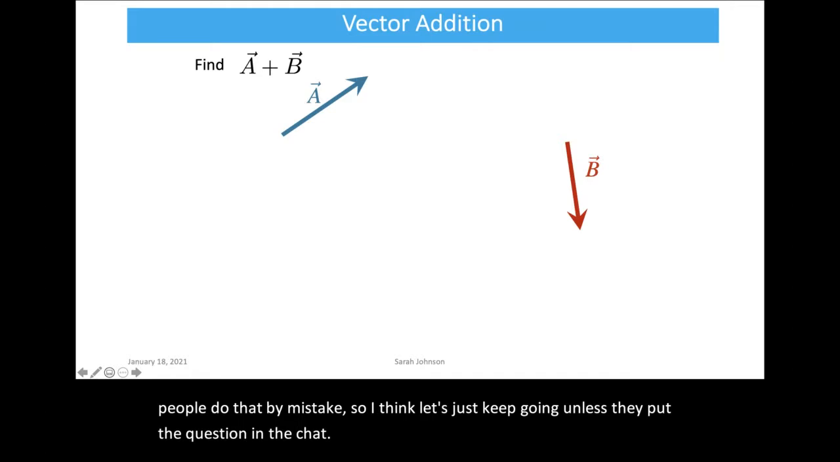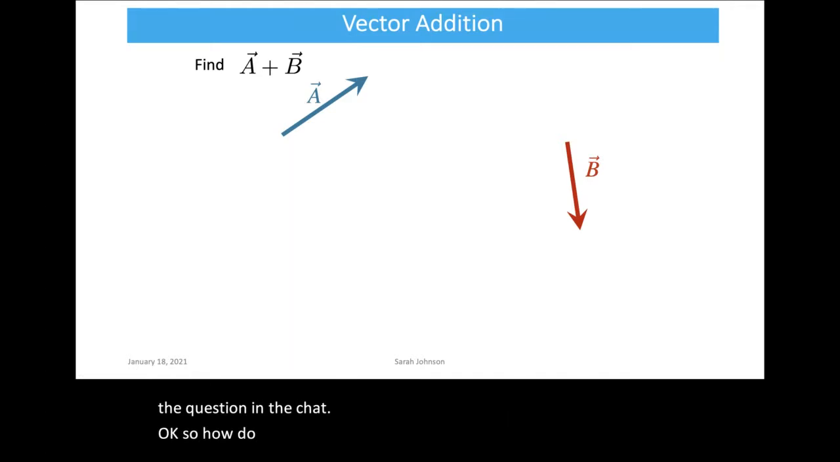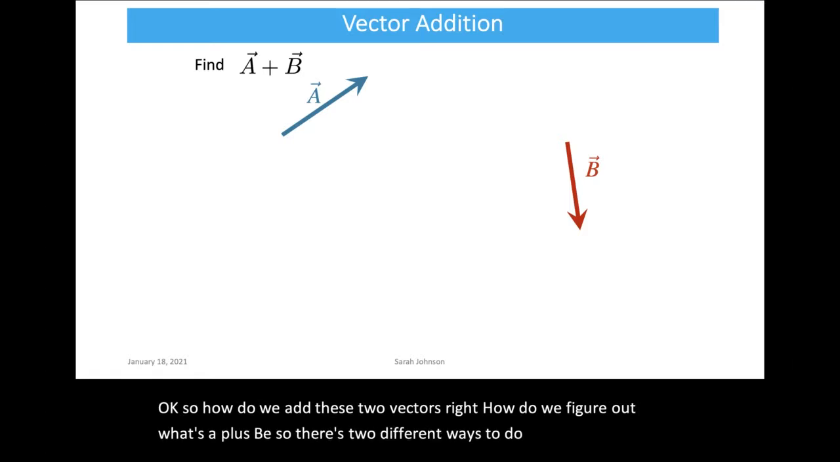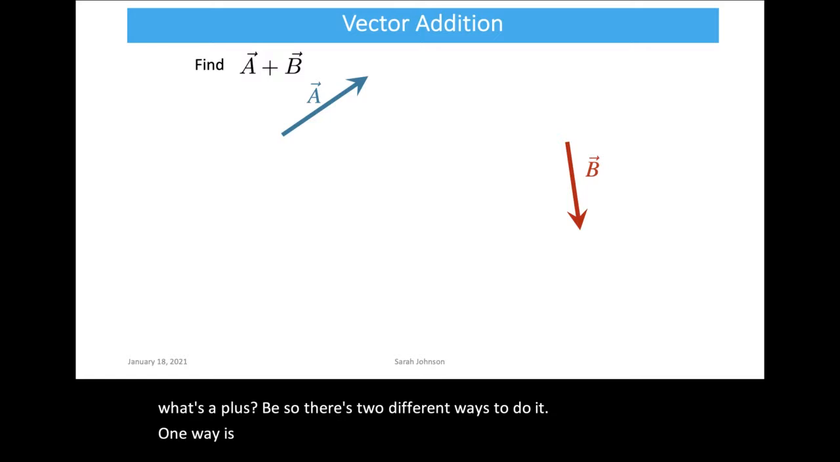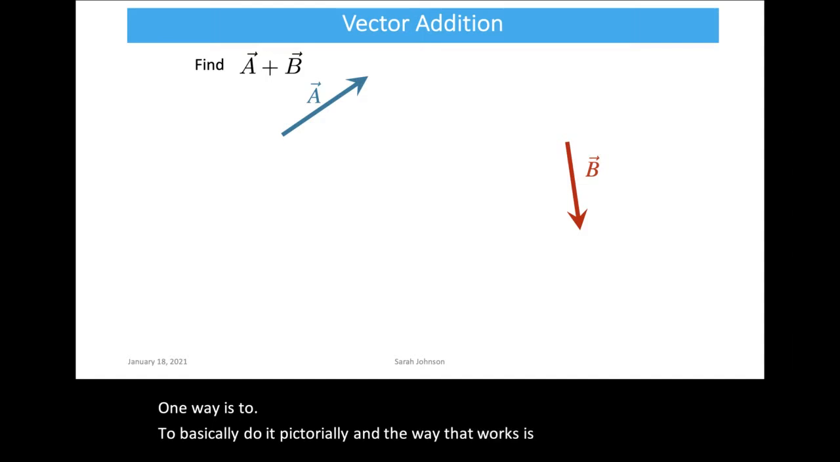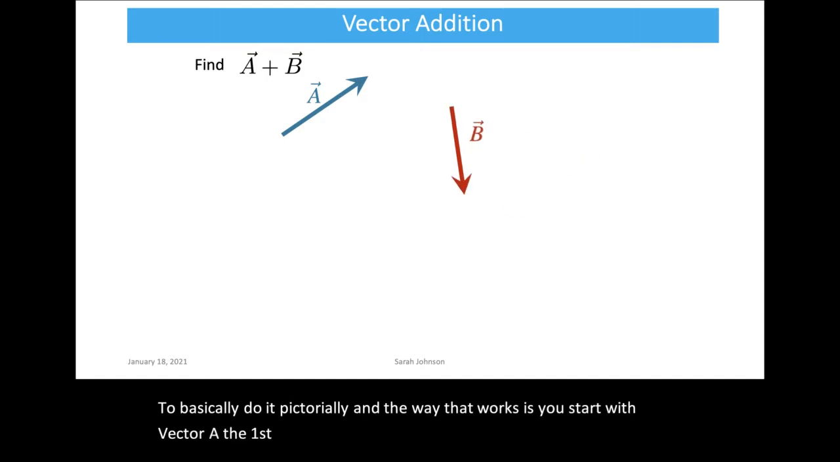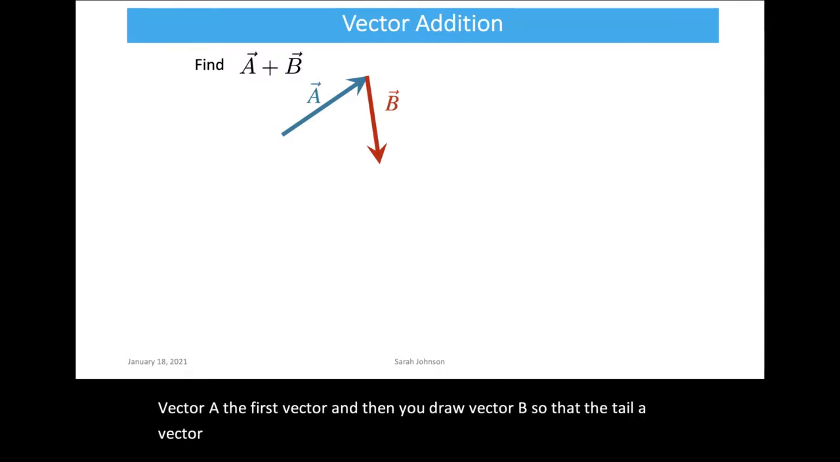Okay. So how do we add these two vectors? How do we figure out what's A plus B? There's two different ways to do it. One way is to basically do it pictorially. And the way that works is you start with vector A, the first vector, and then you draw vector B so that the tail of vector B is at the tip of vector A.